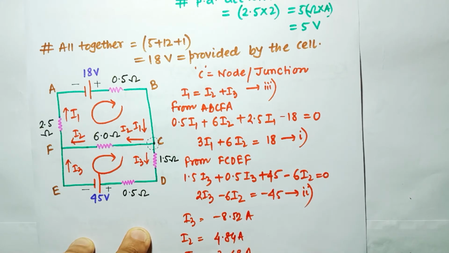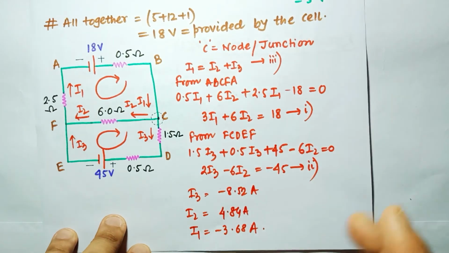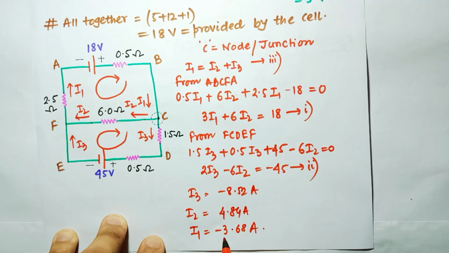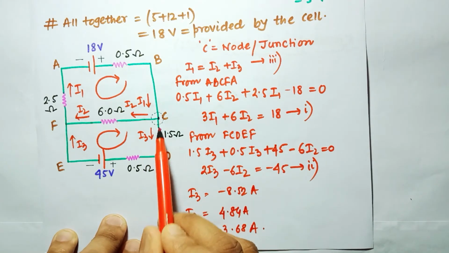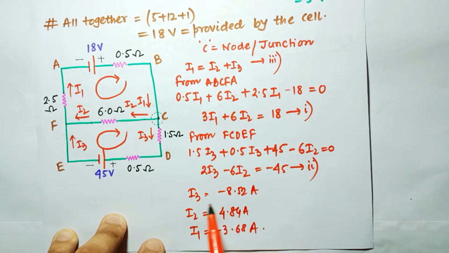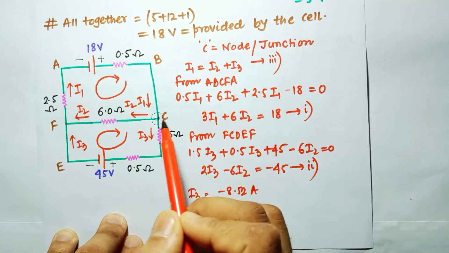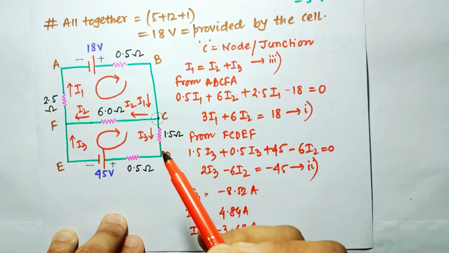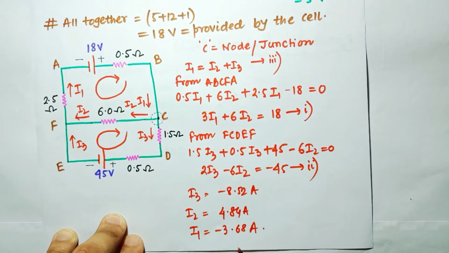So you can see that the values of I3 and I1 are negative. So I assumed I3 to be from C to D, but the direction of I3 will be from D to C. Similarly I assumed the direction of I1 to be from B to C, but the original direction of I1 will be from C to B. So the magnitude of these currents will not change, but the direction will change.